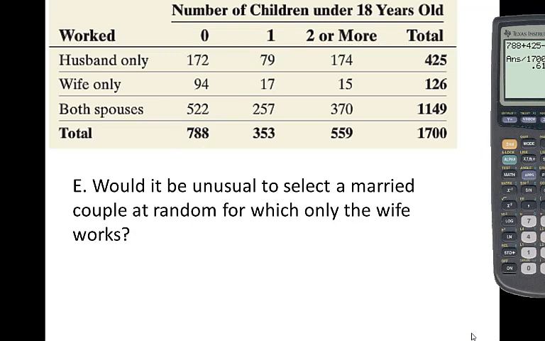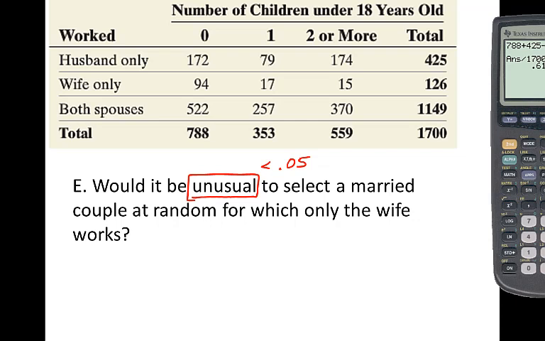So the last one here, would it be unusual to select a married couple at random for which only the wife works? So this unusualness quality, remember we're looking at if this is less than about 0.05, then we call that unusual. Less than 5%, 5 out of 1,000 times, we say that's pretty unusual. So would it be unusual to select a married couple at random for which only the wife works?